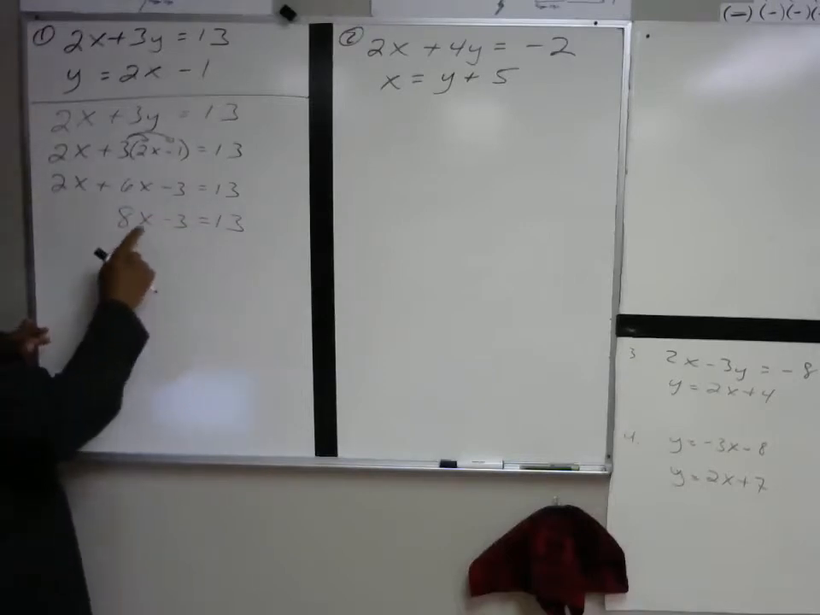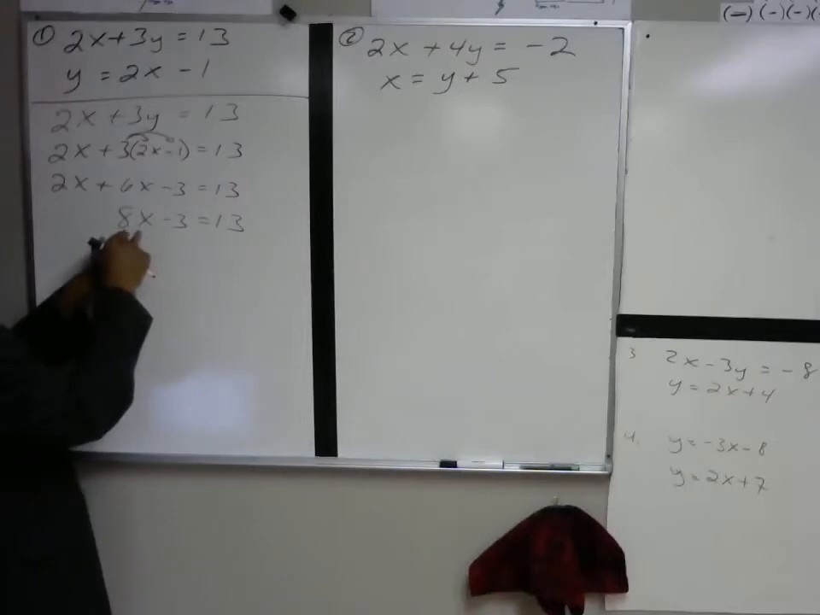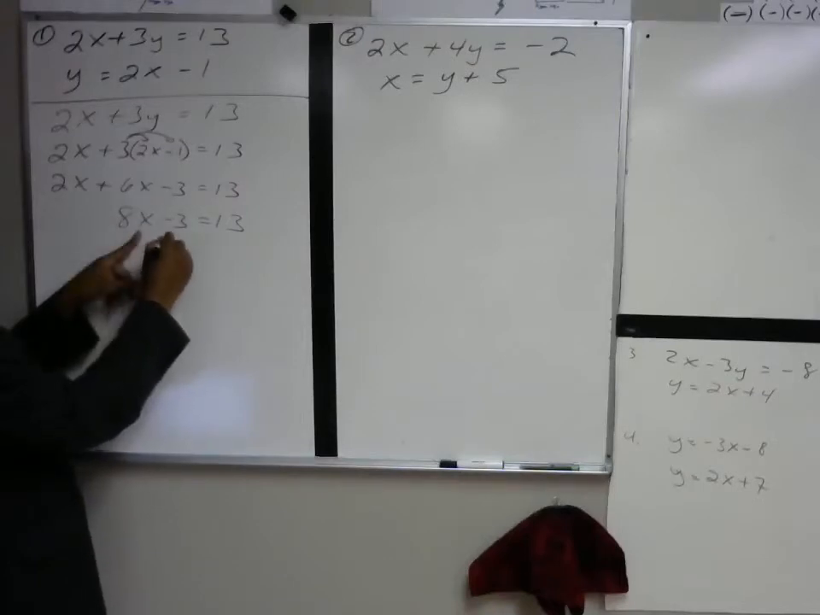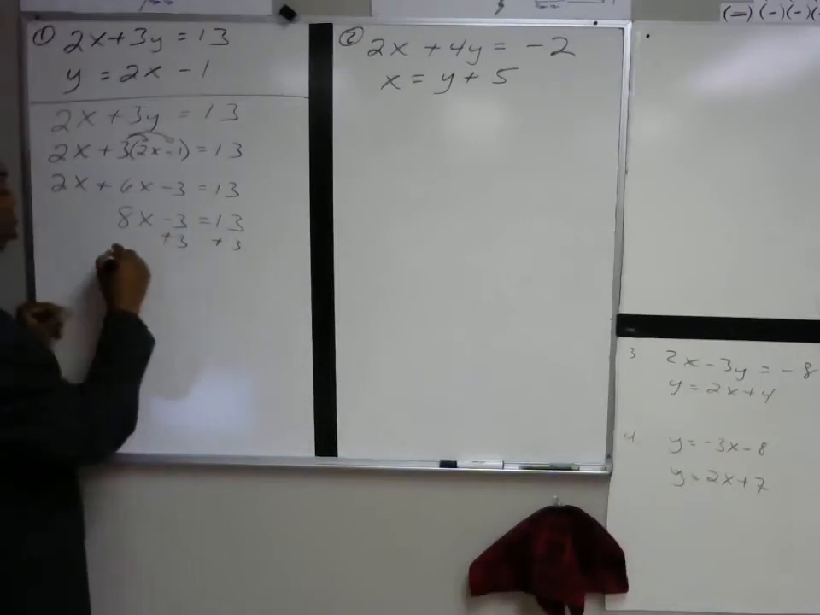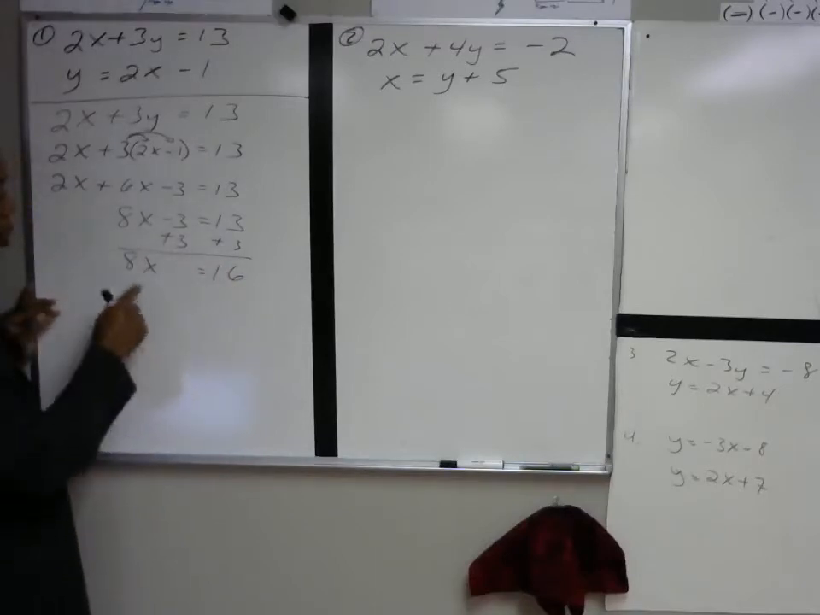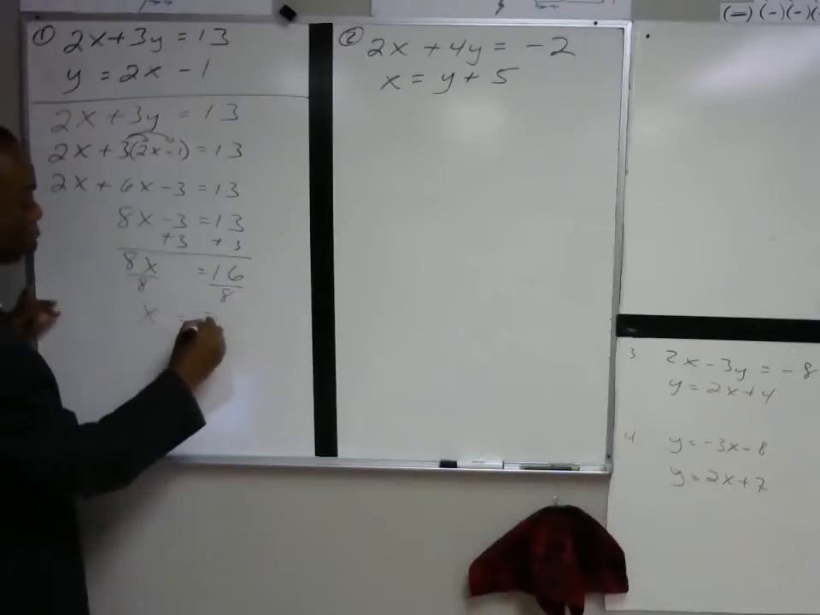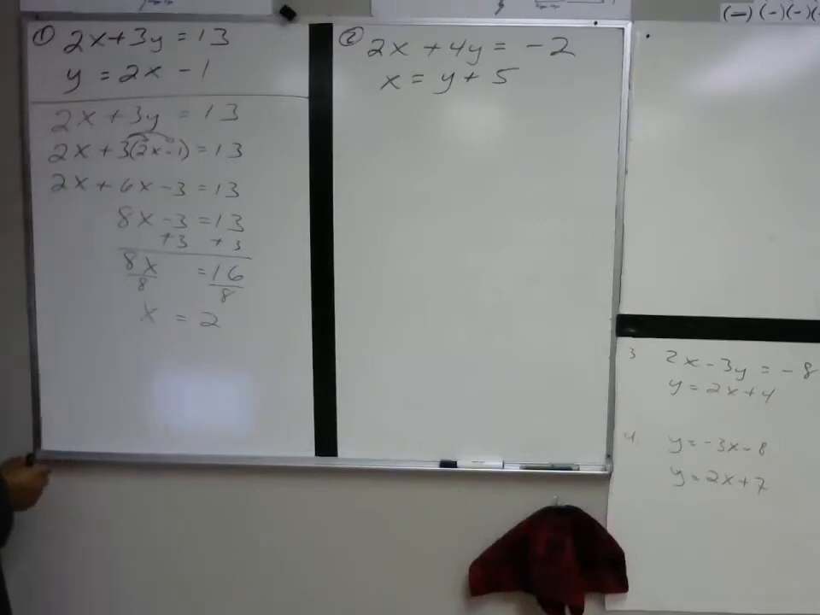Okay. Now, we continue to isolate for x. We're going to add 3 to both sides and then divide by 8. Again, we're getting rid of the subtracting 3 and the multiplying 8. So let's add 3 to both sides, and we get 8x equals 16. Now we divide both sides by 8. We end up with x equals 2. Okay, so we found the value for x.